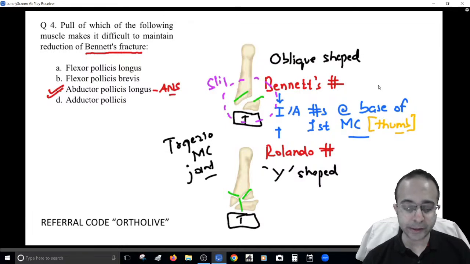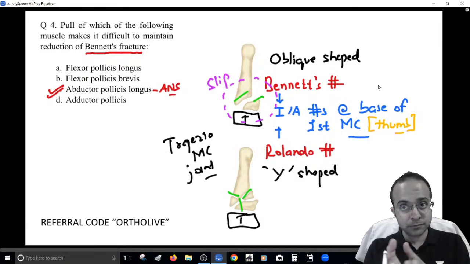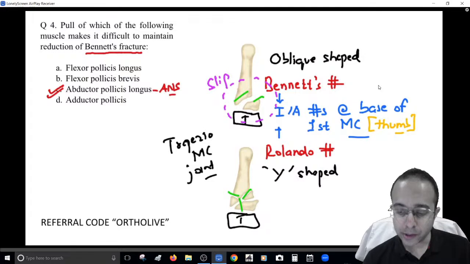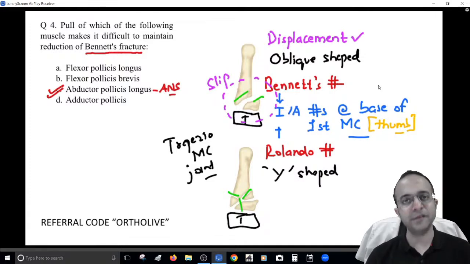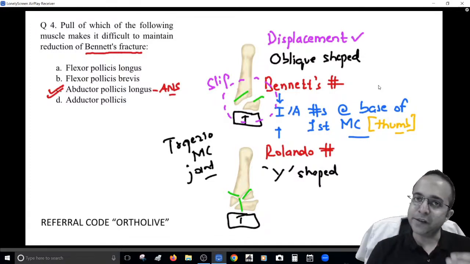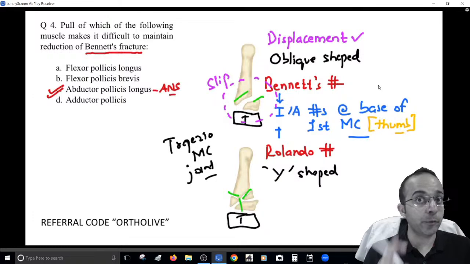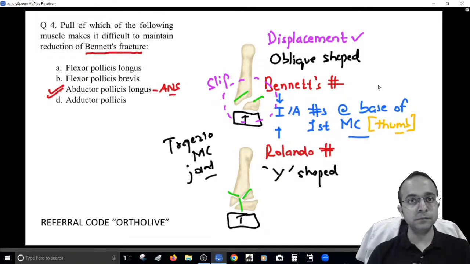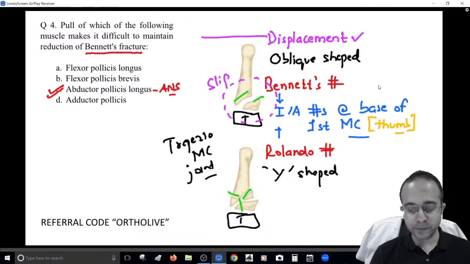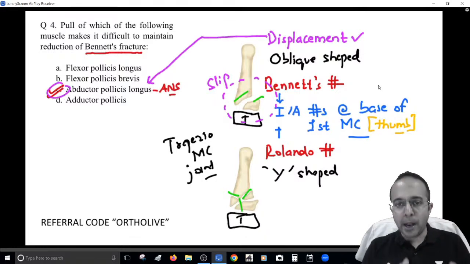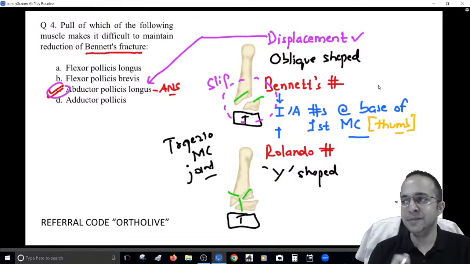Now, please, the problem with an oblique shape is that an oblique thing can slip, can slide. So part and parcel of a Bennett's fracture tends to be this problem, displacement. Displacements are generally seen with the Bennett's fracture because of the oblique pattern. And when you talk of a displacement in Bennett's fracture, this is generally the culprit, abductor pollicis longus. So are you guys clear with these two fractures?